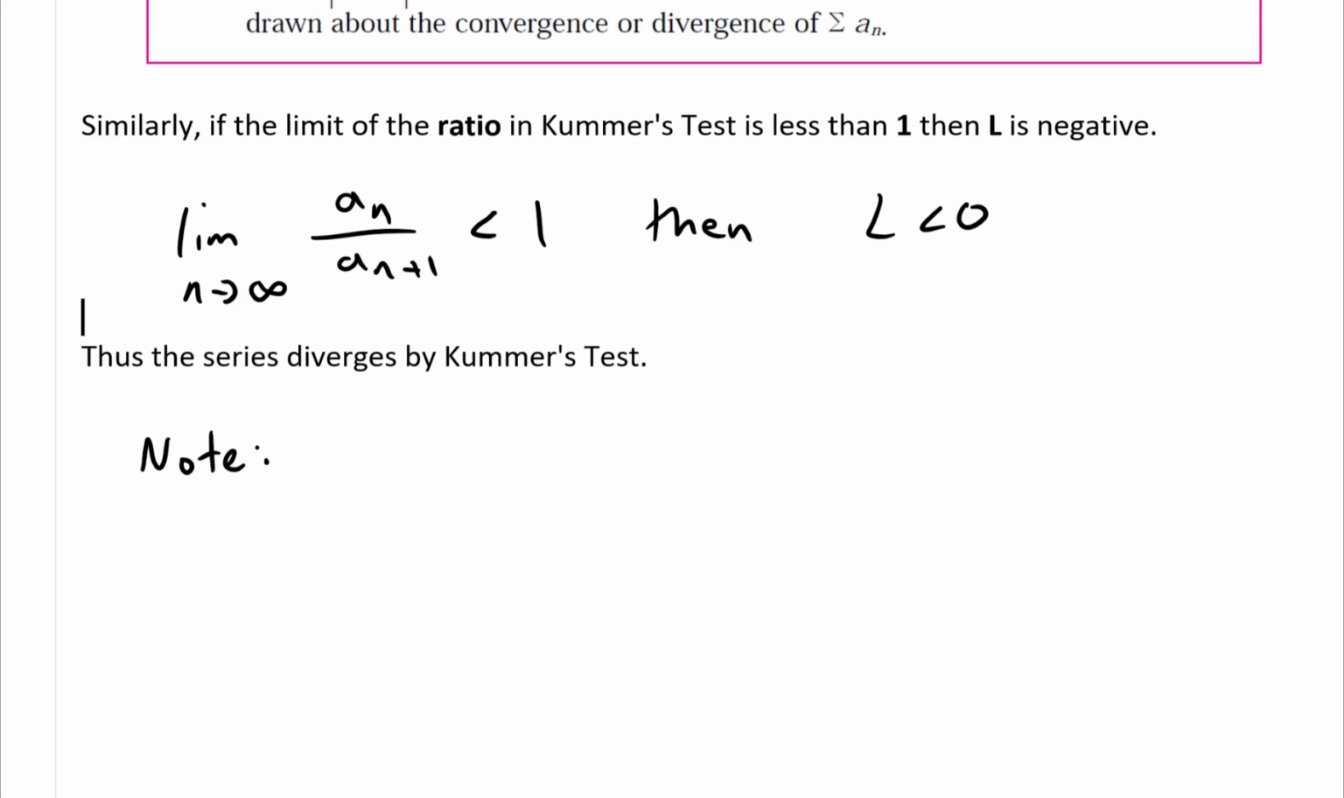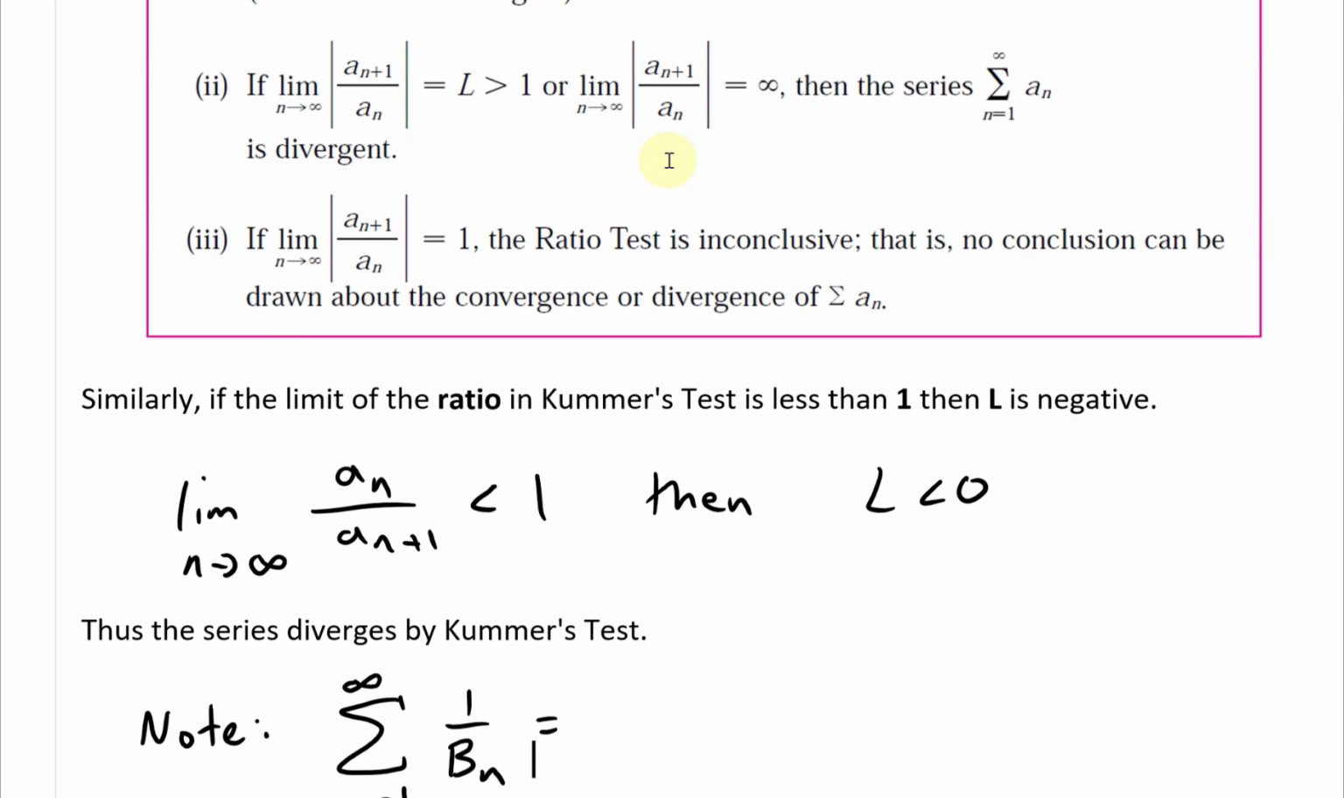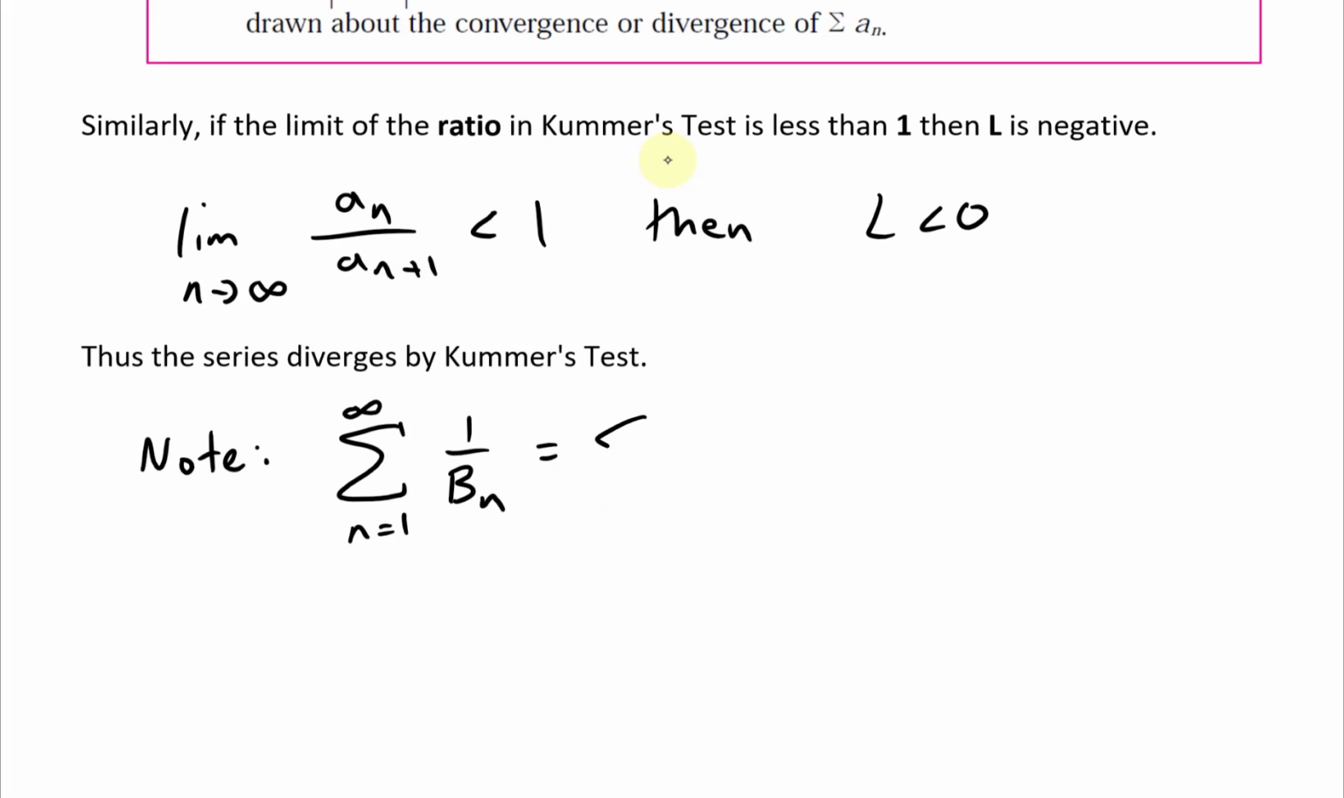If I put a note like that, the summation from n equals 1 to infinity of 1 over Bn, the series like this, and we know Bn is just going to be equal to 1, since we're setting it equal to 1 to show that it's the ratio test. This equals the summation from n equals 1 up to infinity of 1 over 1, which is just 1. Let's put it for completeness.